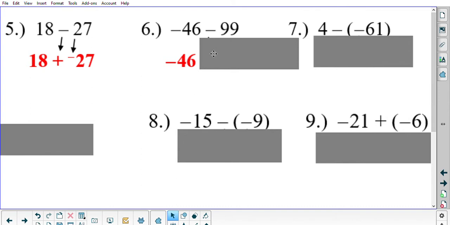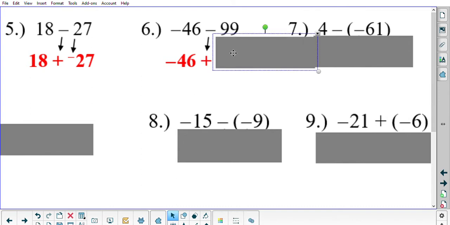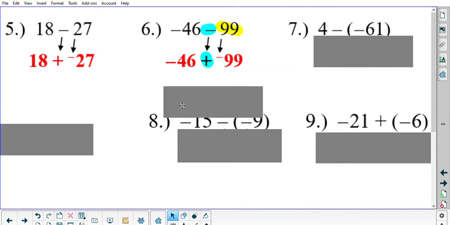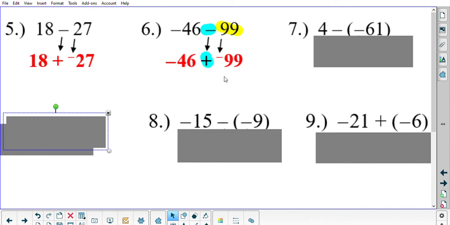The subtraction becomes addition. Now, what about the 99? This used to be regular 99, right? Don't think it's negative 99. This dash was the minus. I already made that minus become addition, okay? But this 99 has to become its opposite. The opposite of 99 is negative 99. So make sure that is what you did for problem number 6.